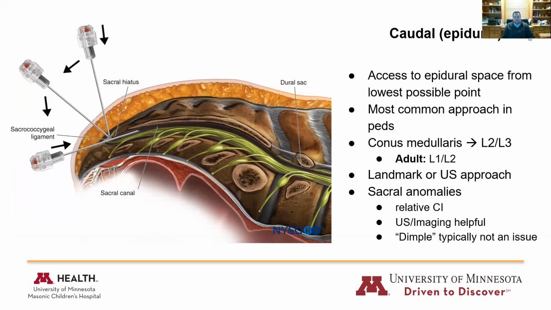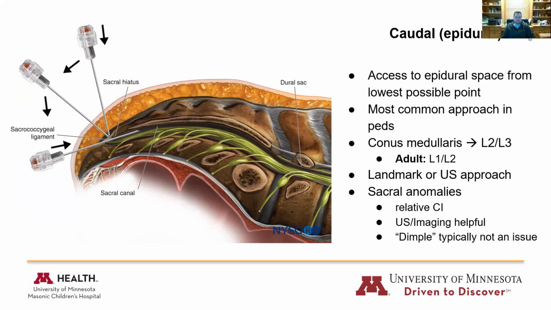The caudal epidural is basically just another epidural, but we use the lowest possible point that we have to access the epidural space. In this case, it's going through the sacrococcygeal ligament. And in peds, this is the most common place where we use it. This ossifies more and more as we get older, so it's harder to do in adults. One of the reasons why we want to go as low as possible is that the conus medullaris lies lower down in children compared to adults. So we're trying to go in as low as possible.